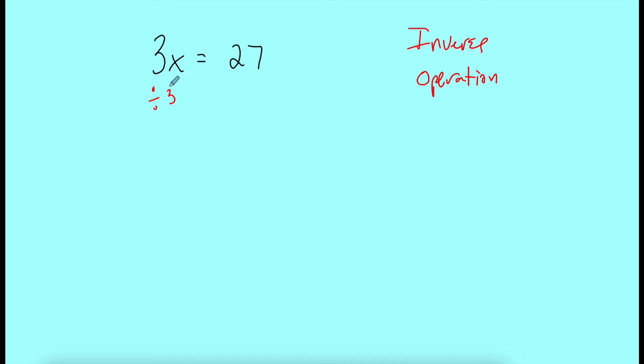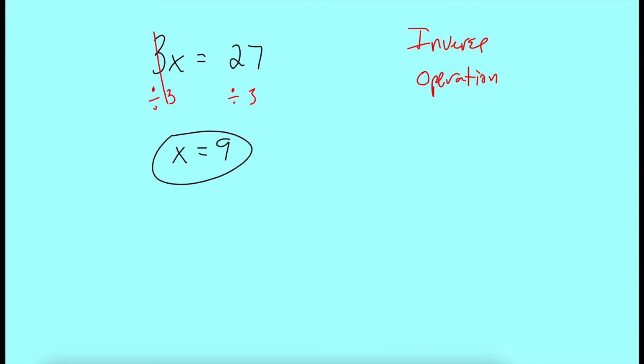So whatever you do to one side of an equation, you do to the other. We do inverse operations because inverse operations cancel each other out. And that isolates the variable, that keeps x by itself and gives me my solution of x equals 9.